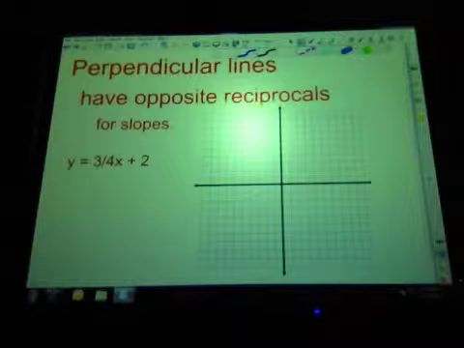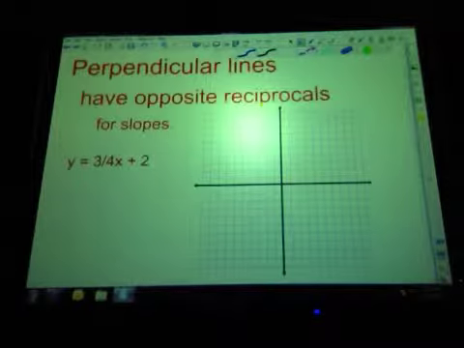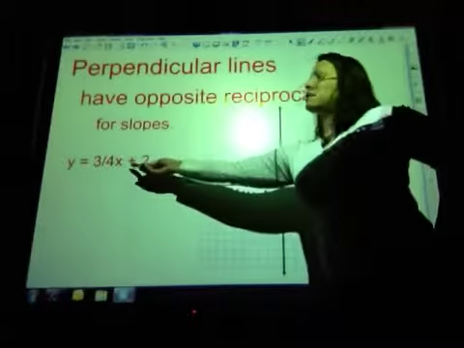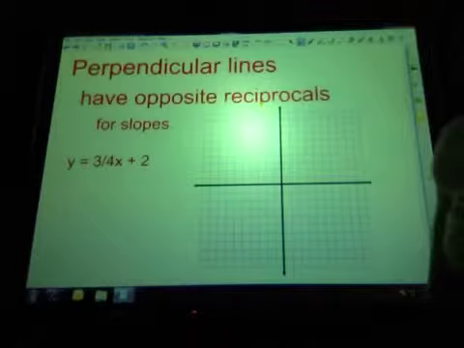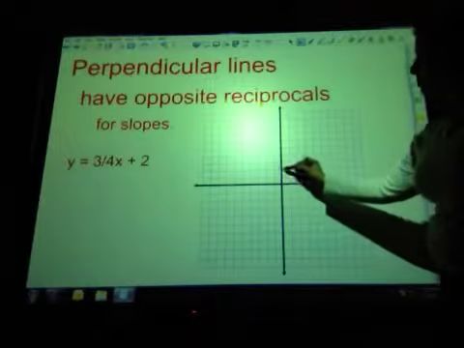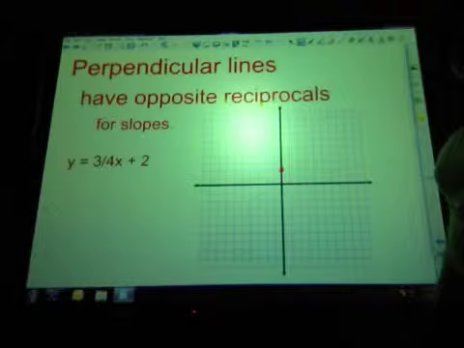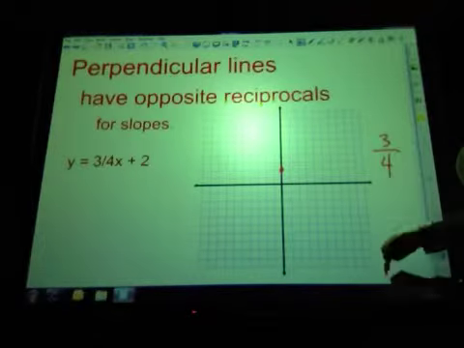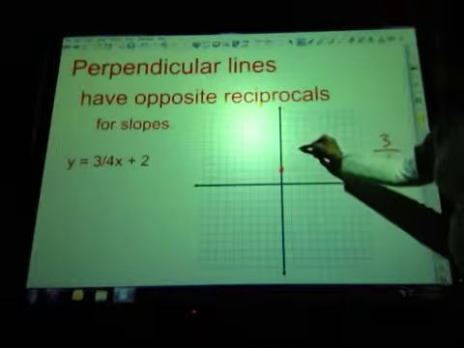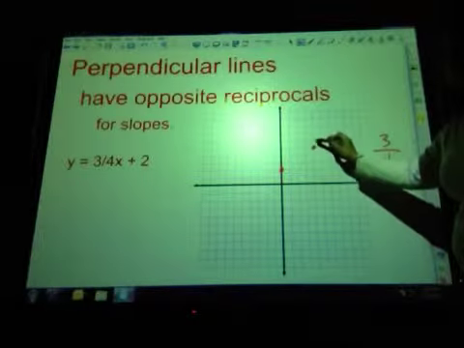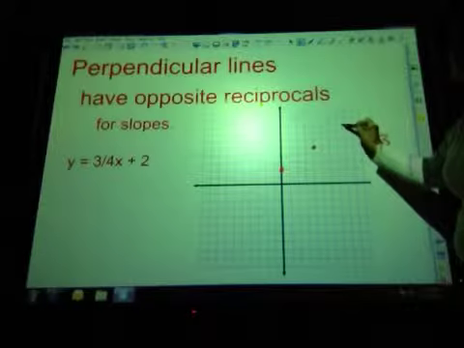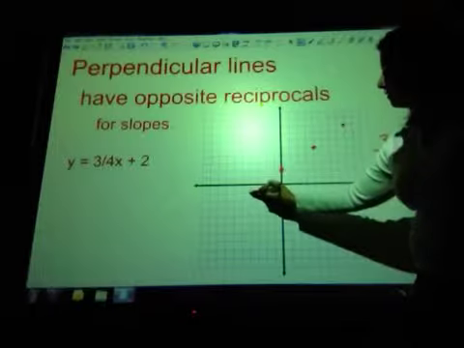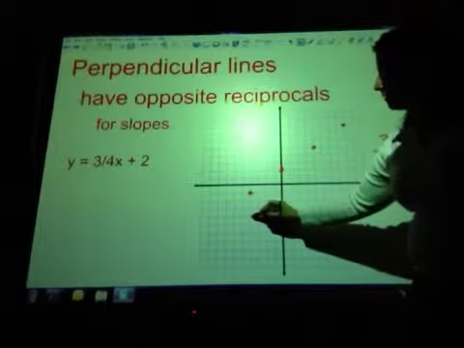Perpendicular lines, on the other hand, have different kinds of slopes. They are called opposite reciprocals. In this case, if I graph my equation y equals 3/4 x plus 2, the y-intercept is positive 2, so I start at up 2 from the origin, and then from there my slope is 3/4. So I'm going to go up 3 and over 4. Or maybe I go down 3 and then 4 to the left.